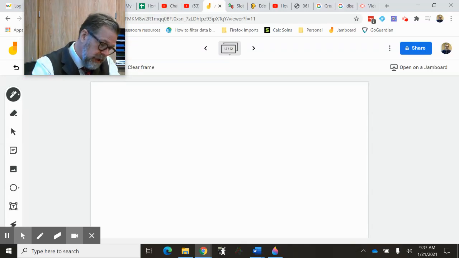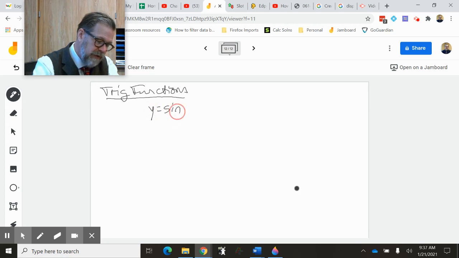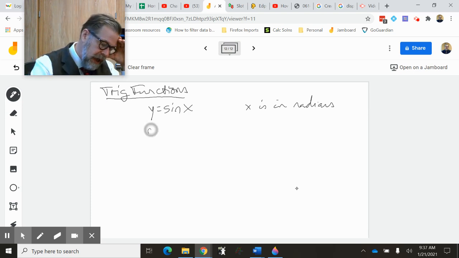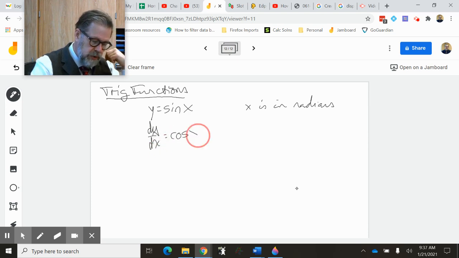Okay, so let's talk about trig functions very quickly, and I want to talk about units, because we assume in math that if I give you the function y equals sine of x, that x is in radians. Radians is generally the standard, so unless I actually say x measured in degrees, we can sort of make that assumption. And we know that the derivative of y with respect to x is equal to cosine.